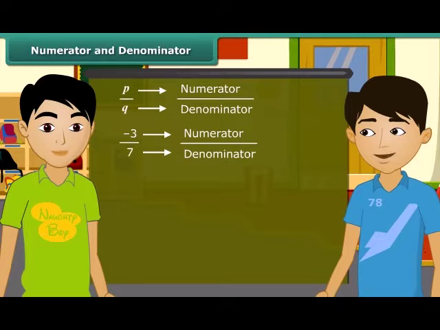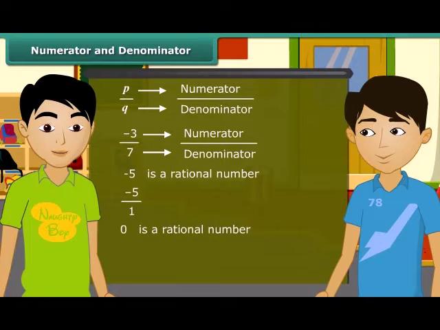Amit, are integers also rational numbers? Yes. For example, the integer -5 is a rational number because you can write it as -5/1. Similarly, the integer 0 is a rational number because 0 can also be written as 0/2 or 0/7, etc.